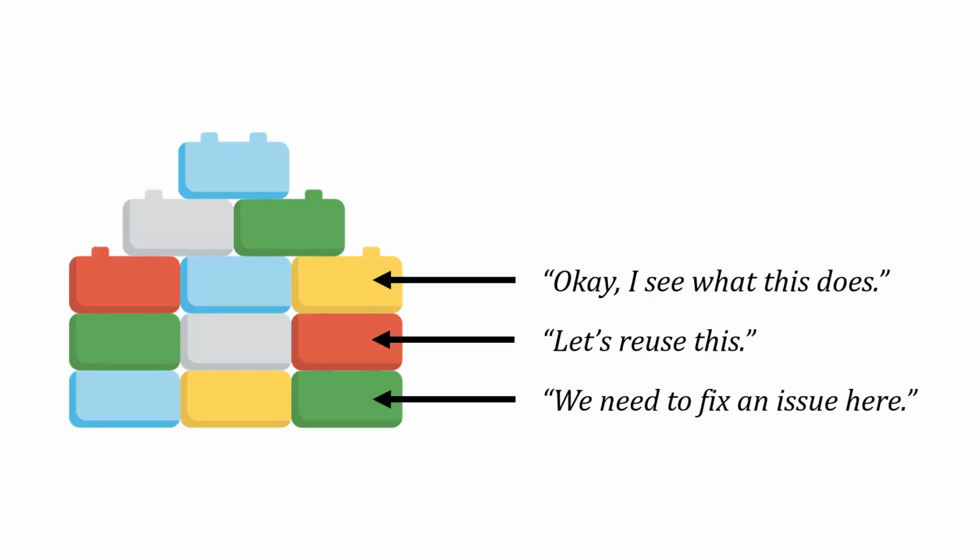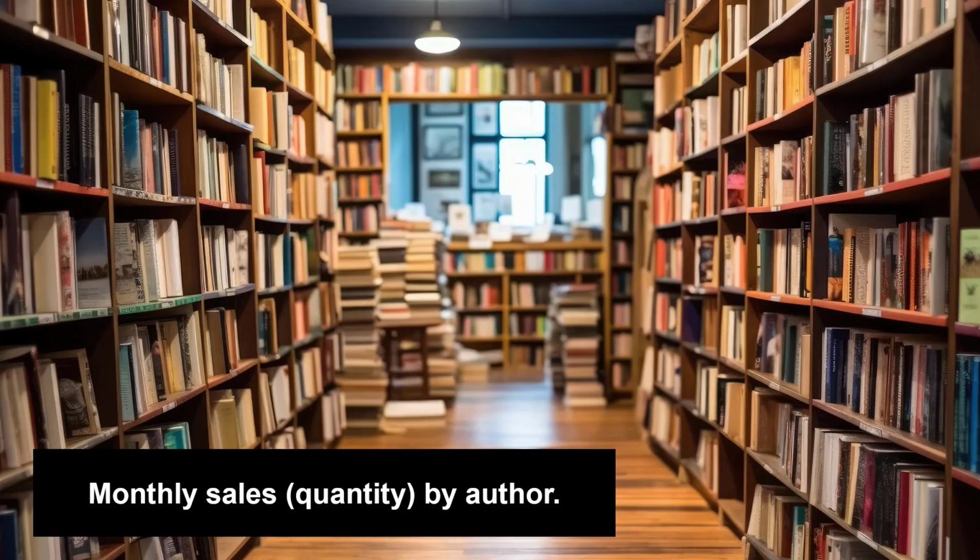And here's how you can think about this. We've got our separate component blocks that are breaking down this complex query. So we can see what one does, determine that we want to reuse another block, and then maybe find how to fix an issue in another one of them. It allows us to take a complex query and break it down, simplify it, and make it more reusable, and so on. So let's try an example of this.